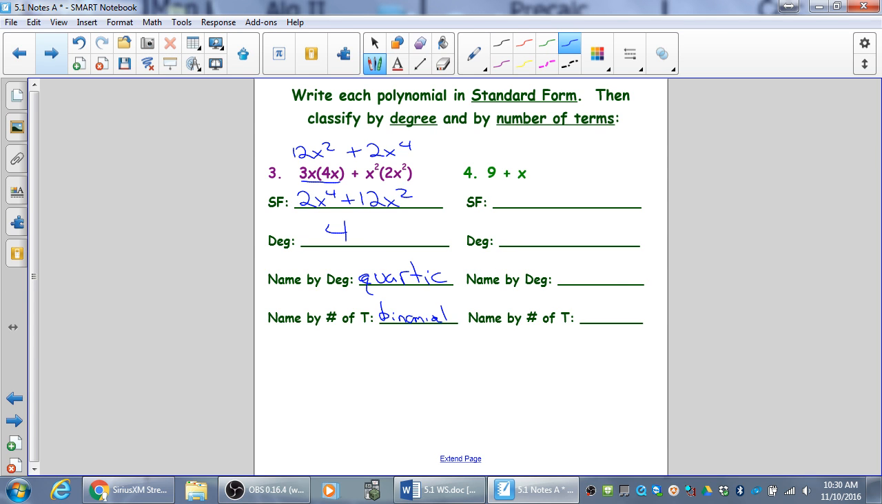Oh, that one's straightforward. It's got to be x plus 9. The degree is 1. The name by degree, that's linear. Power of 1, if we graph that, it'd be a line. Has a y-intercept of 9 and a slope of 1. And this is a binomial.